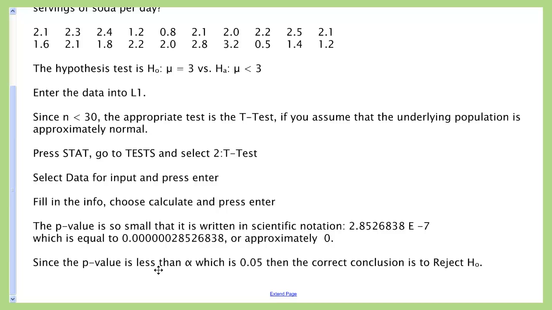And the p-value is going to be 0, and you're going to compare it to 0.05, and your conclusion is going to be that you're going to reject the null hypothesis. Anytime the p-value is less than alpha, then you reject the null hypothesis.